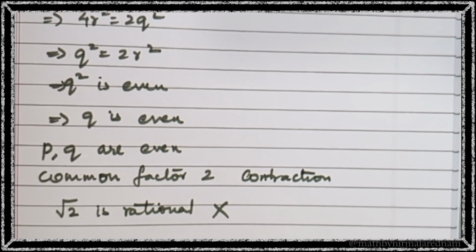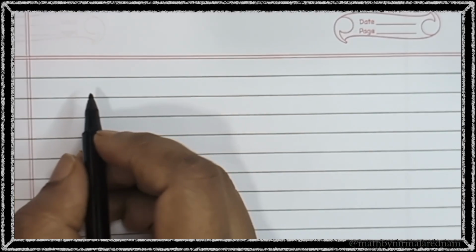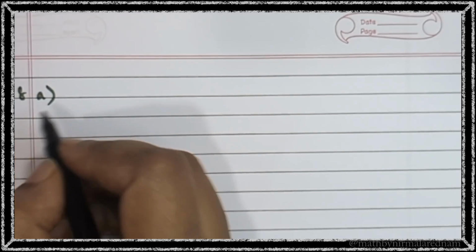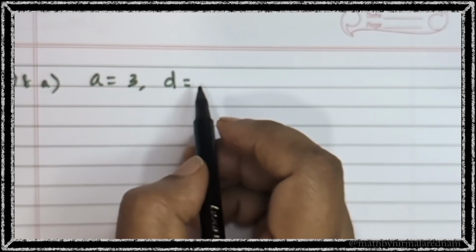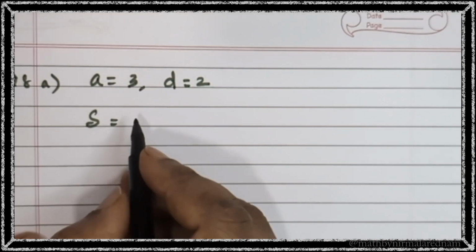Okay, so this is your 27th question. Next, let's move on to the 28th question. How many terms of the AP 3, 5, 7, 9 and so on must be added to get the sum 80? The AP is given to us. From the AP I know that the first term is 3 and the common difference is 2. They're giving us the sum as 80.